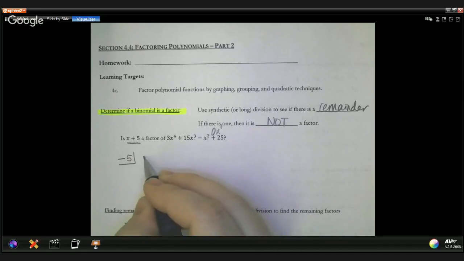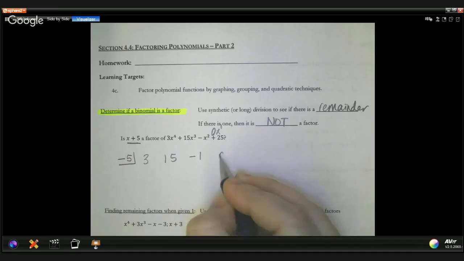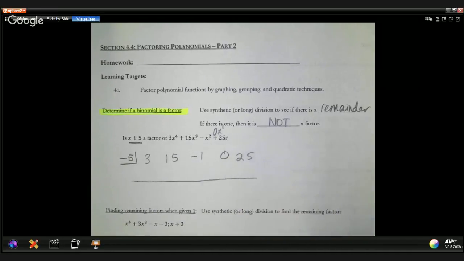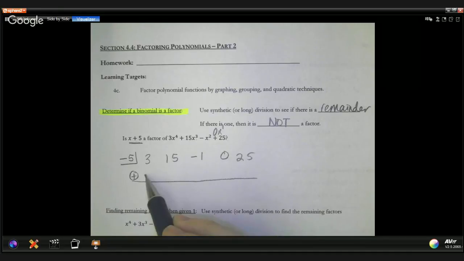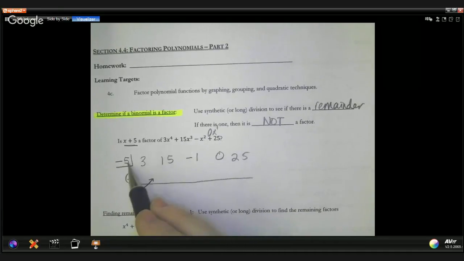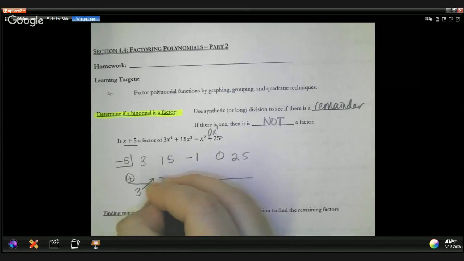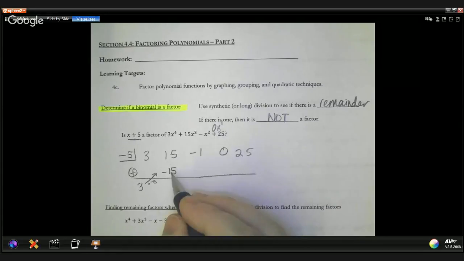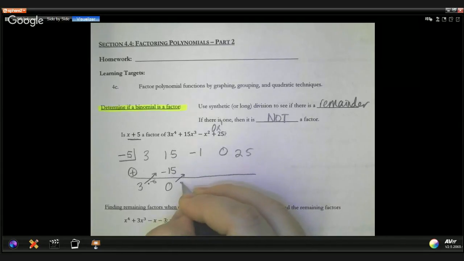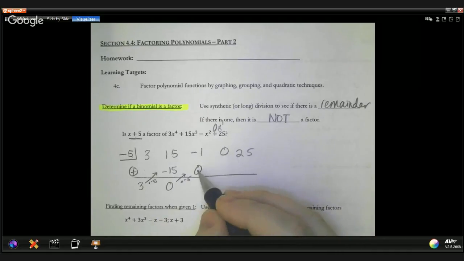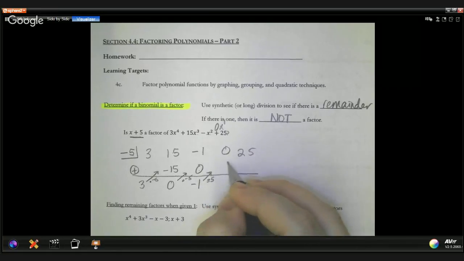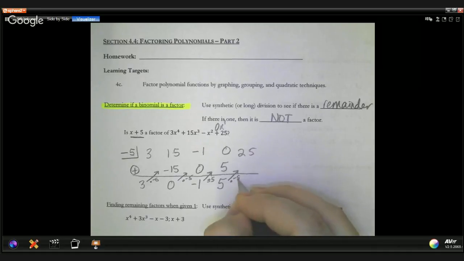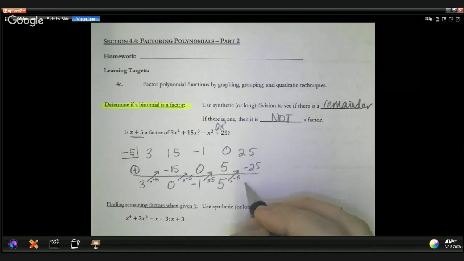So now I write my coefficients: 3, 15, negative 1, 0, 25. Don't crowd, you've got plenty of space, so go ahead and use it. Now remember, for synthetic division, you add going down. 3 plus 0 is 3. Now you multiply by what's in the box, which is negative 15. 15 plus a negative 15 is 0. Multiply by what's in the box, which is 0. Negative 1 plus 0 is negative 1. Multiply by what's in the box, and that's a positive 5. 0 plus 5 is 5. Multiply by what's in the box, which is negative 25. 25 plus negative 25 is 0.